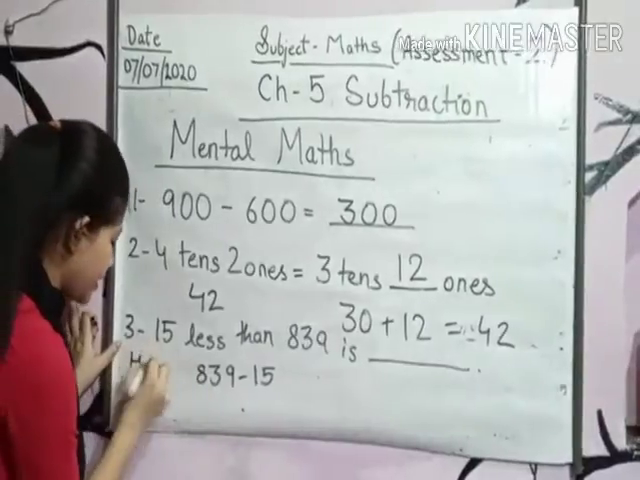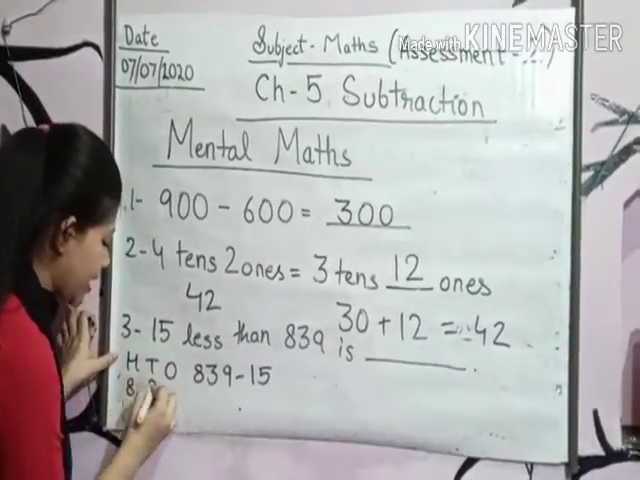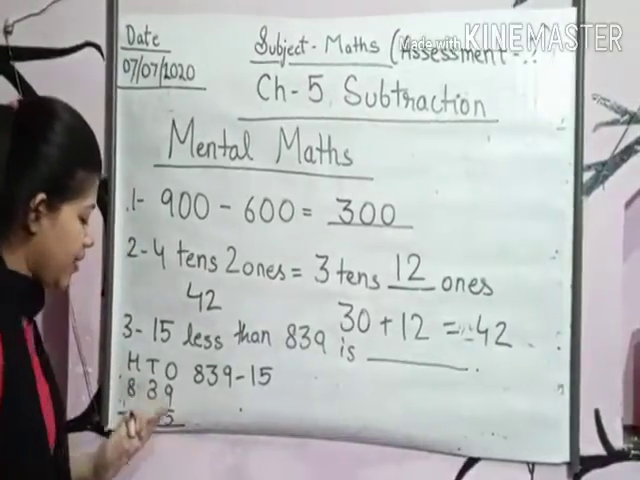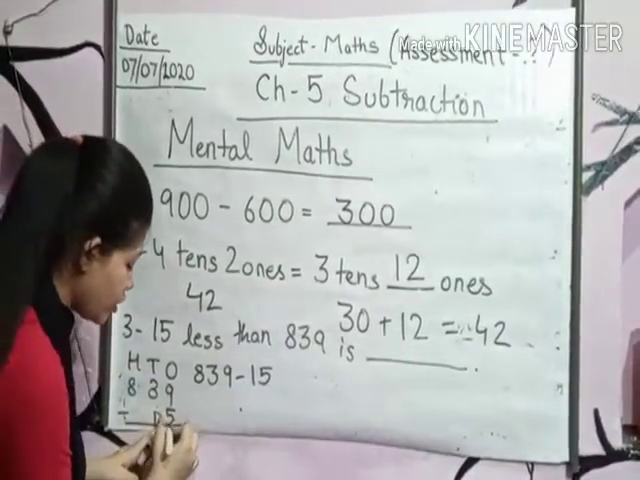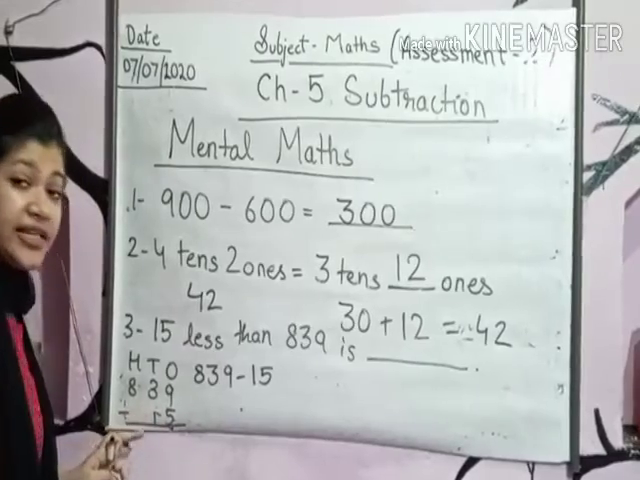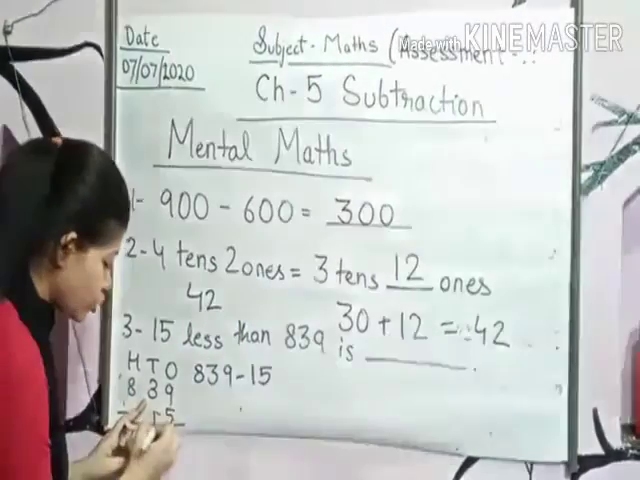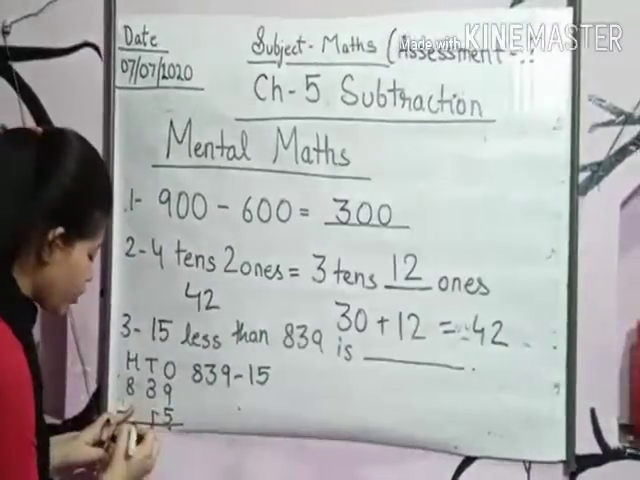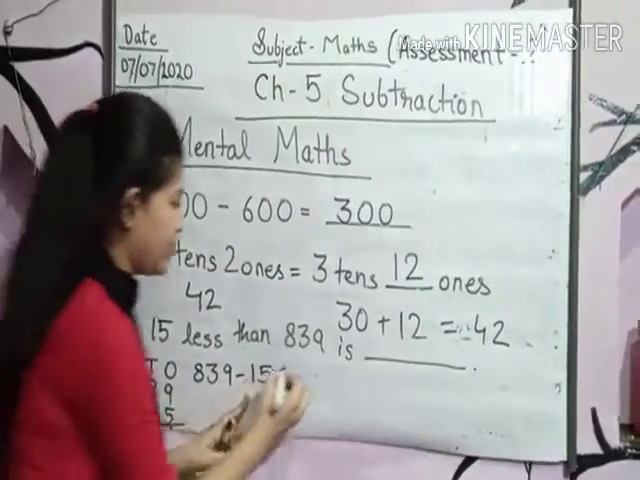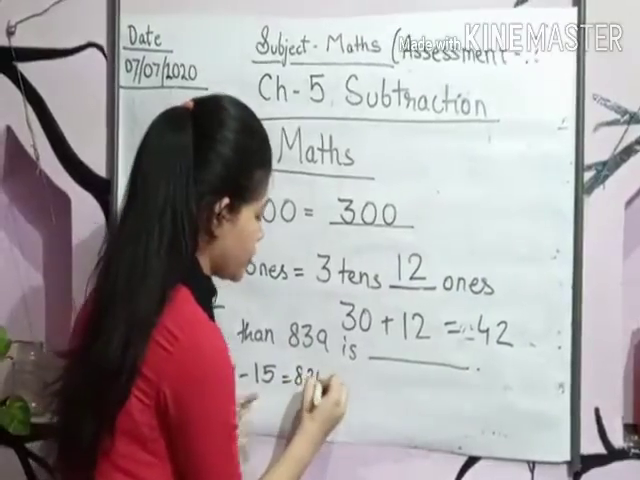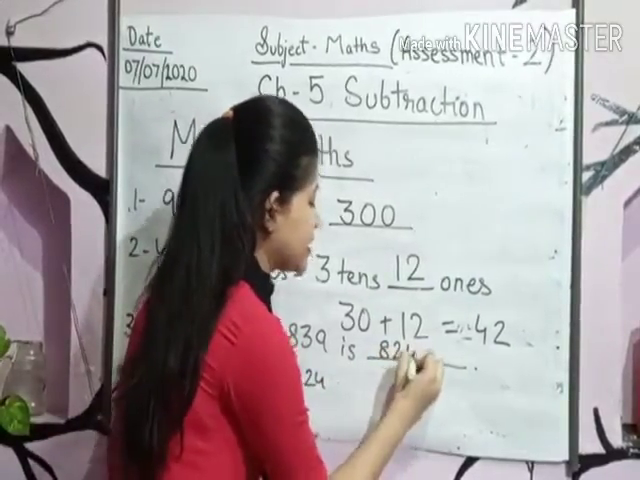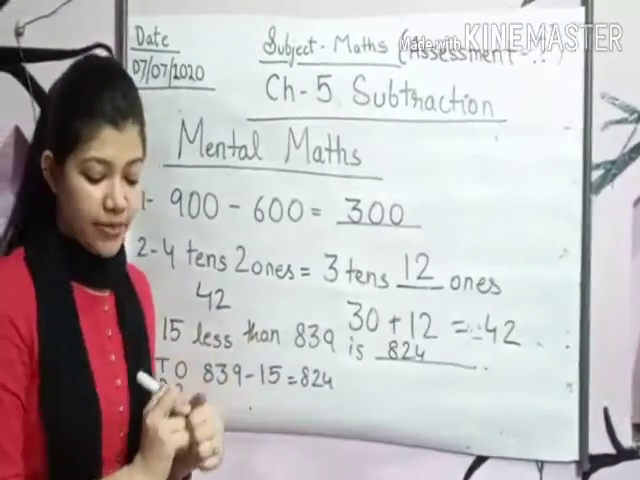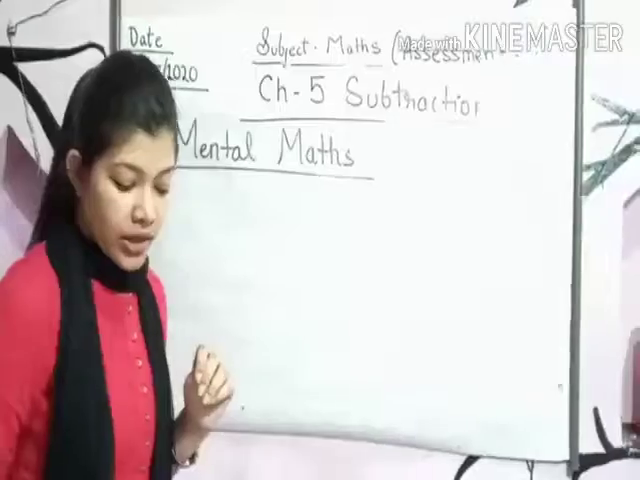Now let's subtract 839 and 15, in hundreds, tens and ones. 9 minus 5 is equal to 4. 3 minus 1 is equal to 2. And 8 will be copied as 8. So what did we get as the answer? 824. Clear? Now let's come to question number 4.